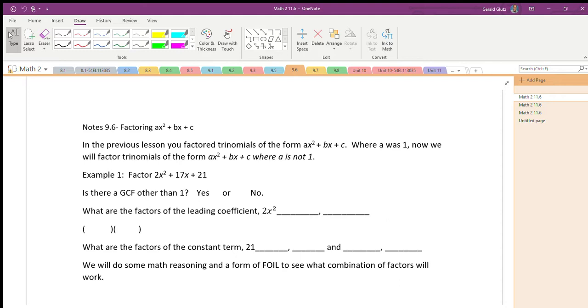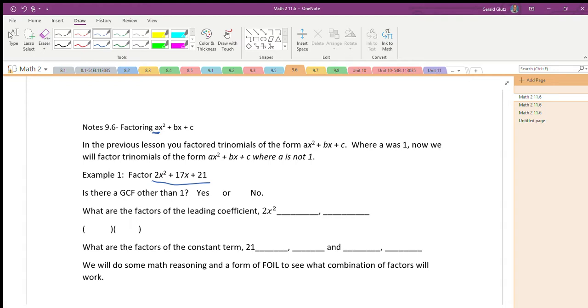9-6 notes. So we are going to continue factoring. The difference between today's lesson and the previous lesson is that A is no longer going to be 1. So factoring when A is 1 is a lot easier than when A is not 1. So in our first example, we have to factor 2x squared plus 17x plus 21.